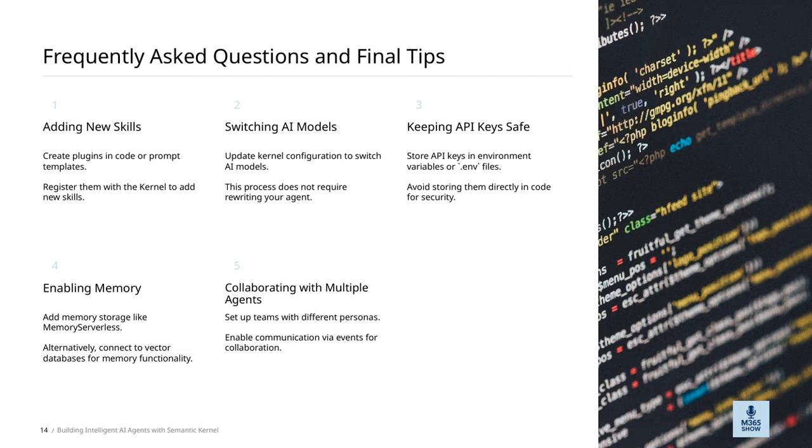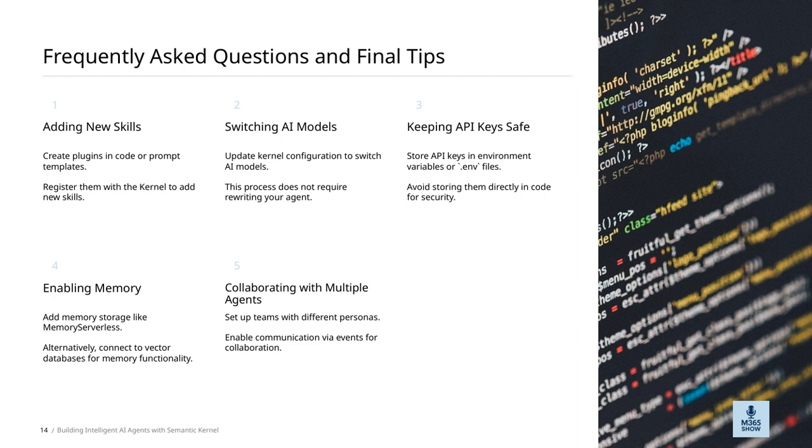Let's take a moment to look at some frequently asked questions and final tips for building intelligent AI agents with Semantic Kernel. First, when you're setting up your teams, it's really helpful to assign different personas to different agents. This way, each agent can specialize and collaborate more effectively. Communication between agents is also crucial, so enabling event-based communication allows for smooth collaboration and coordination.